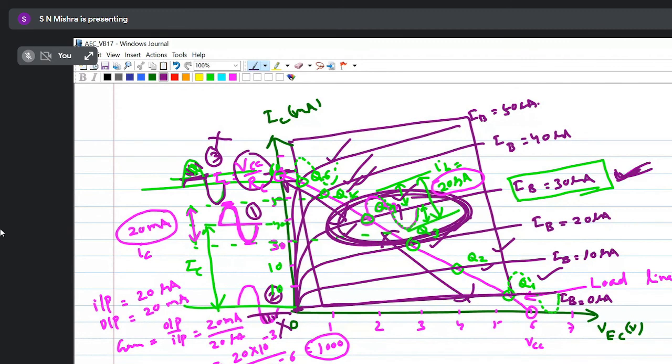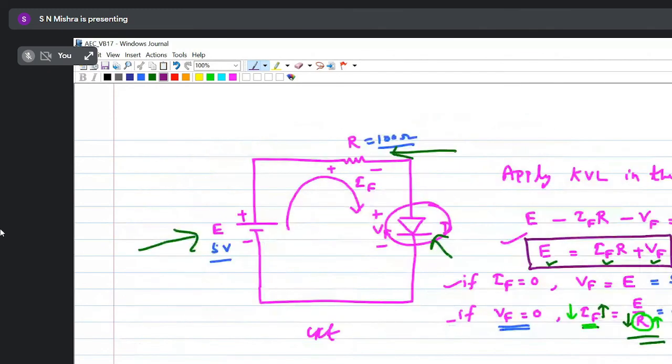Tomorrow, because already it is 12:56, tomorrow we'll discuss why the Q point will shift upward or downward, what the problem is and what the solution is for that. Okay, okay sir.